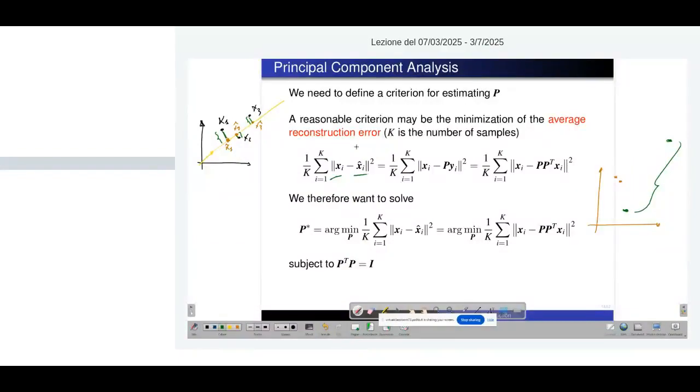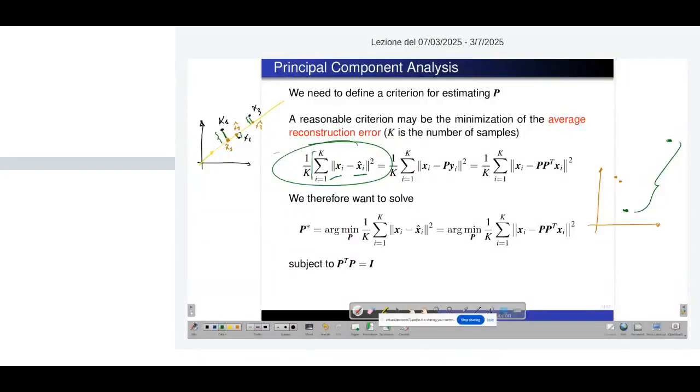Now, how do I measure the reconstruction error? Well, I can't know the reconstruction error for points that I have not seen, but I have my training set. What I can do is try to look for a solution that is able to at least minimize the reconstruction error on my training set.